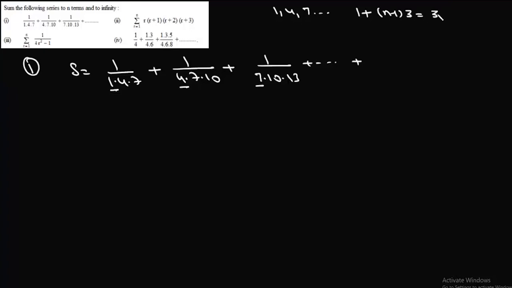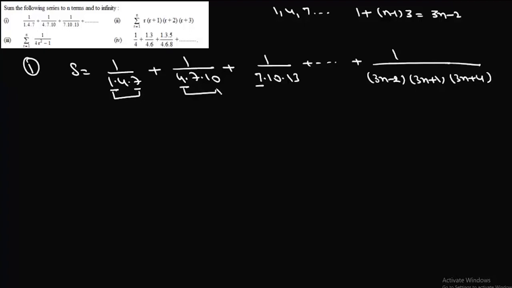So there will be 3n minus 2. So it will be 1 upon 3n minus 2, 3n plus 1 and 3n plus 4. Now basically this question is a method of difference. Now the difference between 1 and 7 is 6, 4 and 10 is 6, 7 and 13 is 6, and 3n minus 2 and 3n plus 4 is 6. So what we'll do is we'll multiply and divide everything by 6.